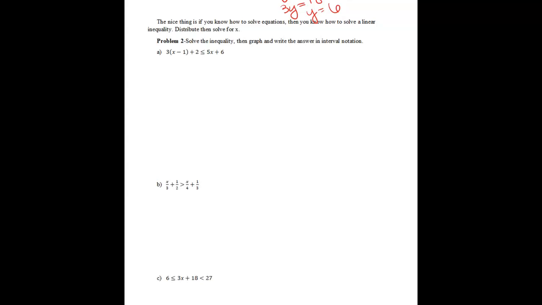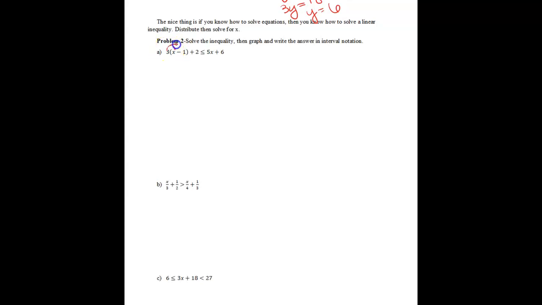Alright, so it's really nice to know how to solve equations because then we actually know how to solve linear inequalities. It makes our life a lot easier. We just have to solve for x, but with inequalities, you may have one inequality sign, you may have two. So what you do to one side, you may have to do to both, or you might have to do to all three, which sounds stressful, but it's really not as bad if you guys remember this.